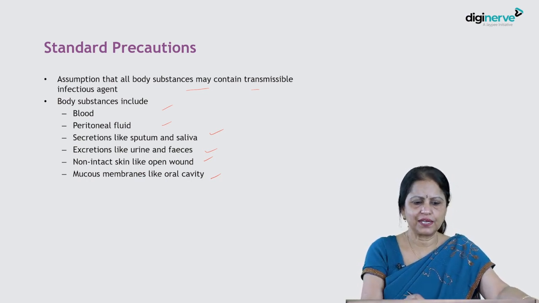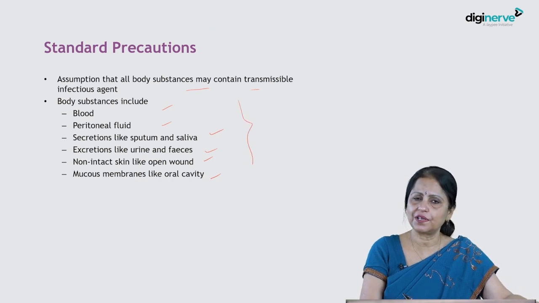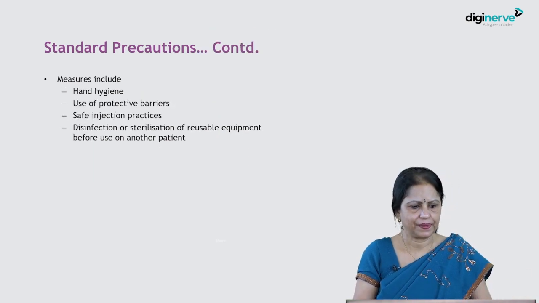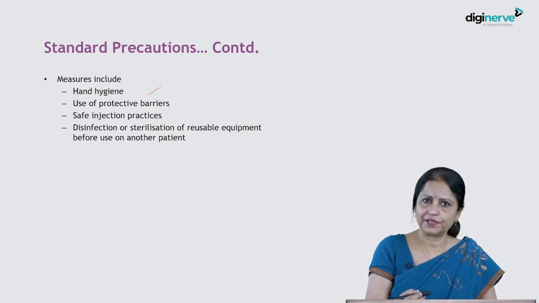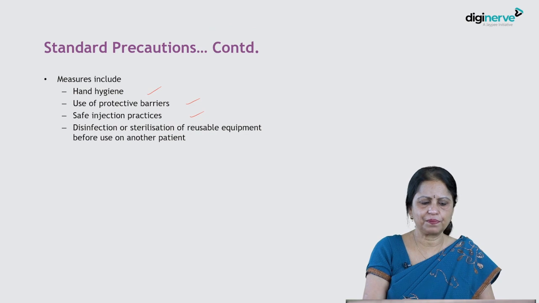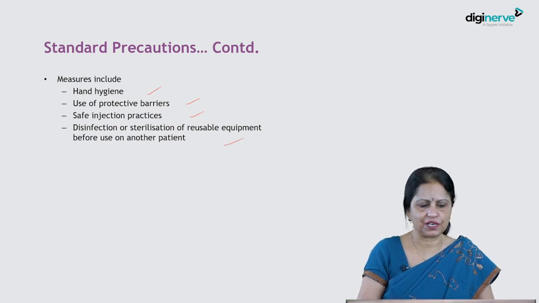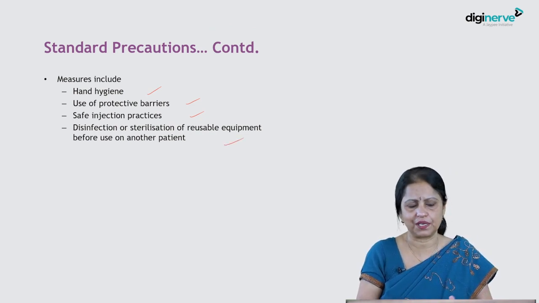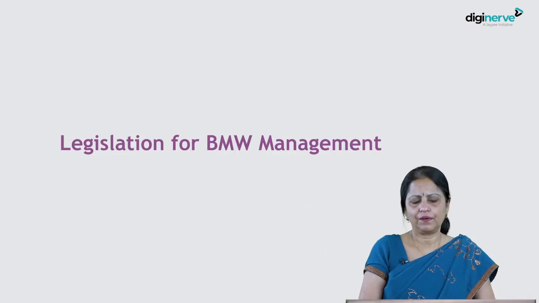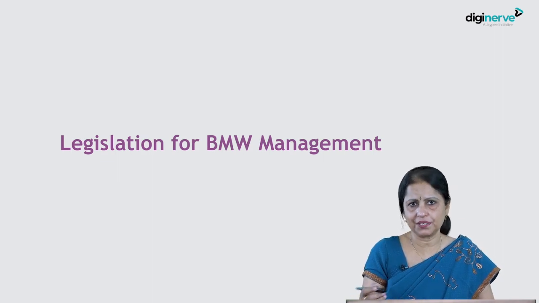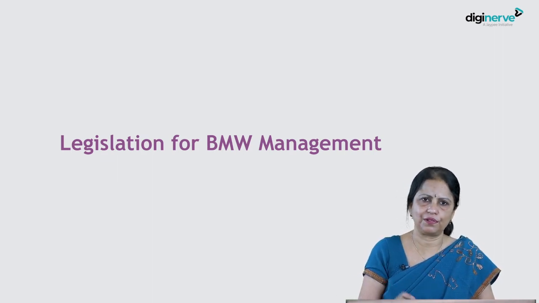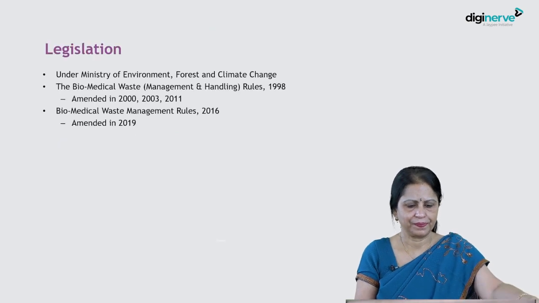So following standard precautions to prevent transmission through these measures includes hand hygiene, the use of protective barriers, safe injection practices, and disinfection or sterilization of reusable equipments, and proper disposal of biomedical waste. Now I'll discuss the legislation in brief, just an introduction, and in the next unit I will continue with details of all the measures under it.